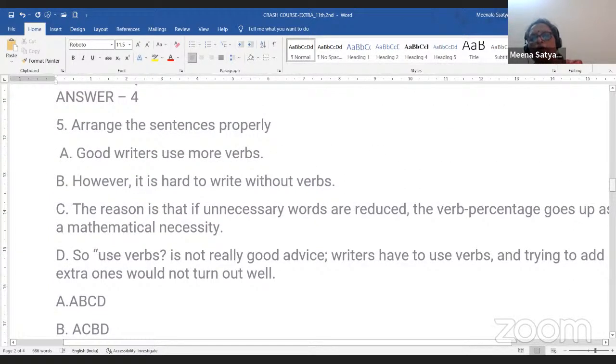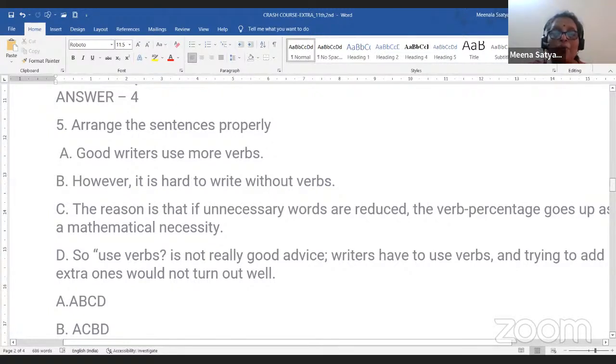The reason is that if unnecessary words are reduced, the verb percentage goes up as a mathematical necessity. That means, I need not explain the meaning, but to make it very clear, if you start reducing unnecessary words, you'll have to add up verbs so that you balance the sentence. The sentence becomes structurally balanced. So it's a mathematical necessity. However, it is hard to write without verbs. So use verbs is not really good advice. Writers have to use verbs. Trying to add extra ones would not turn out well.